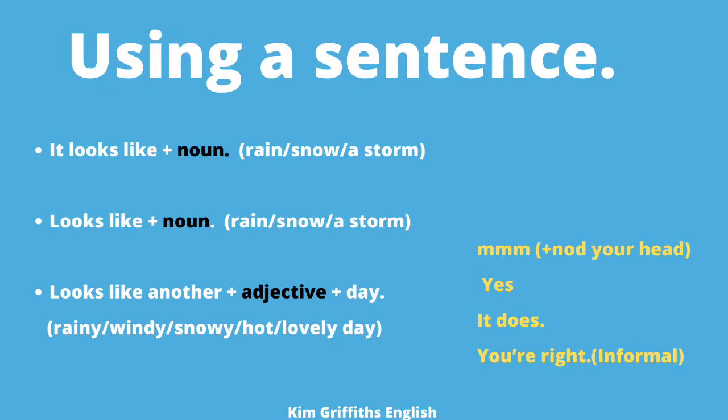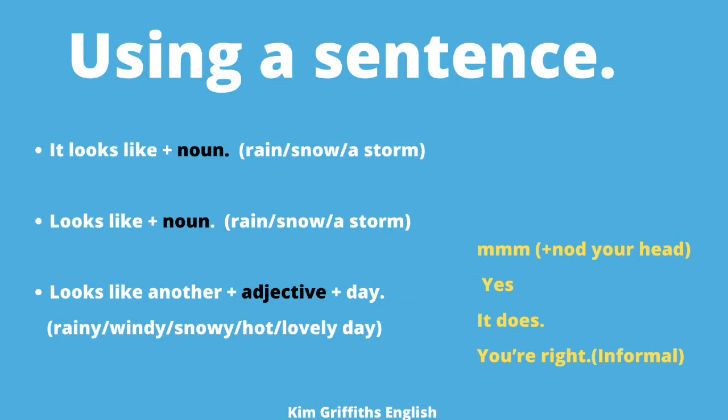With a sentence, I have 3 sentences for you. It looks like, and then the noun. So this is when we are saying, oh, we expect or we think it's going to do this kind of weather. So it looks like rain. It looks like snow. The next one, less formal, looks like rain with the noun.